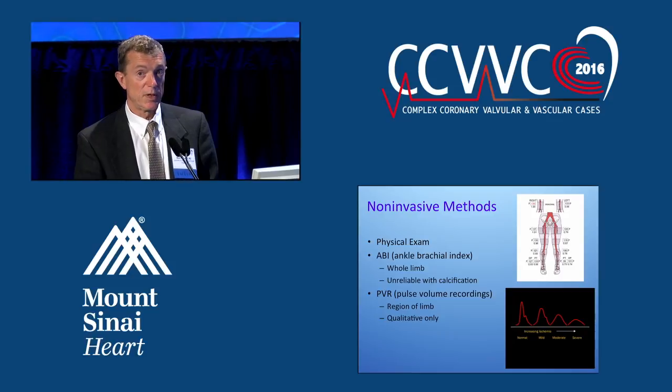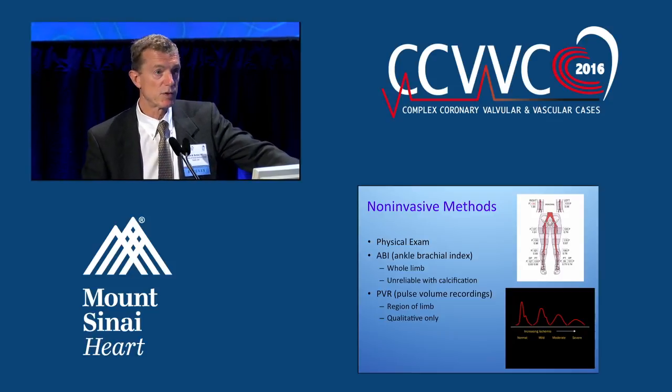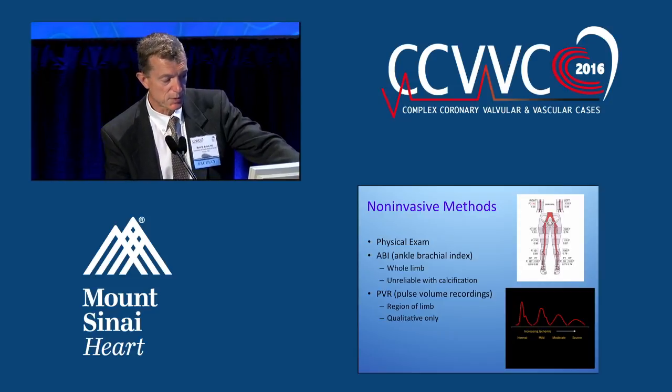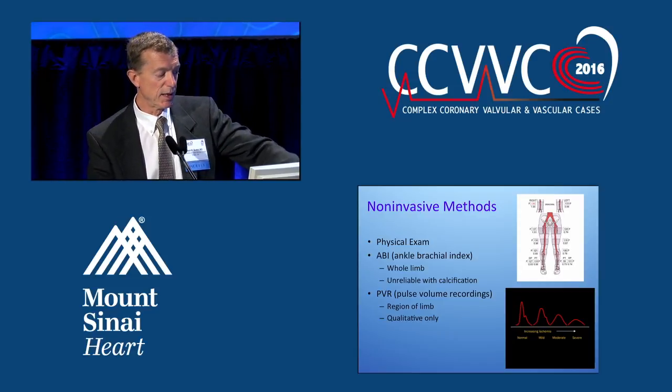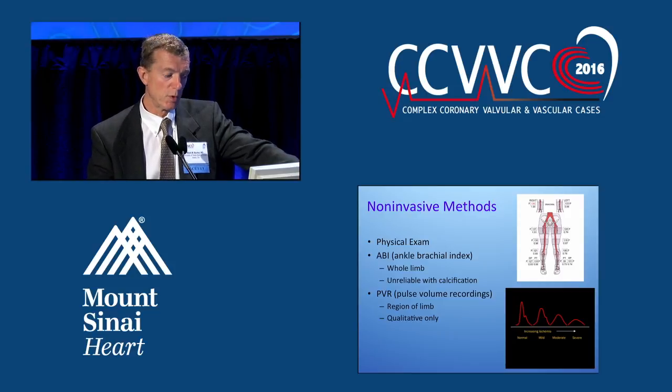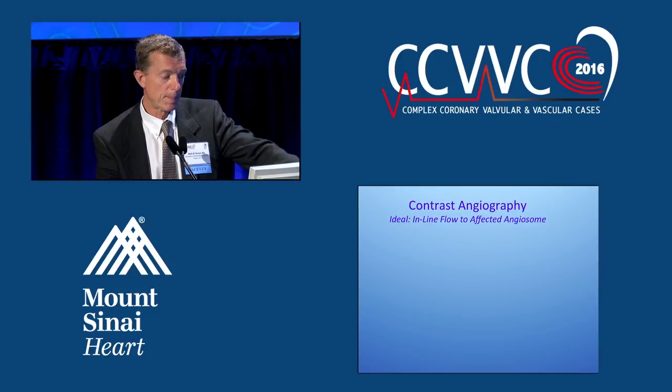The first that we shouldn't ignore is the physical examination, looking at the foot, telling about the temperature, assessing for tissue loss. Next is the ankle brachial index. This is helpful to a degree, but keep in mind that this is really a poor measure of whole limb perfusion, and it becomes completely unreliable with calcification. The PVR gets a little bit more regional, but it's still not specific to small areas, and it's only qualitative. It's not a quantitative study.